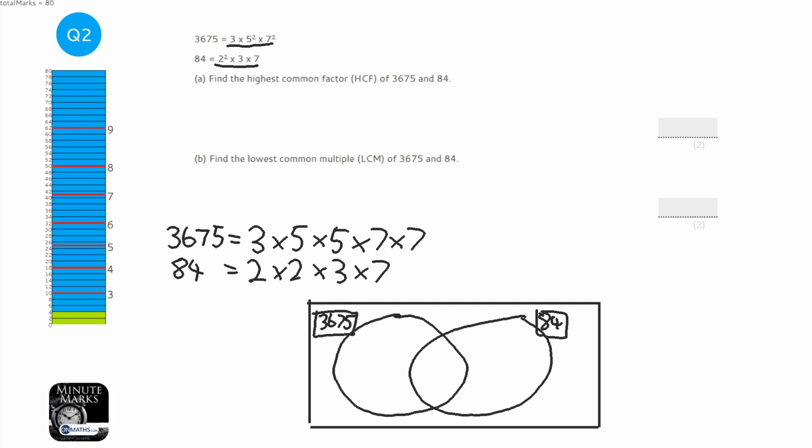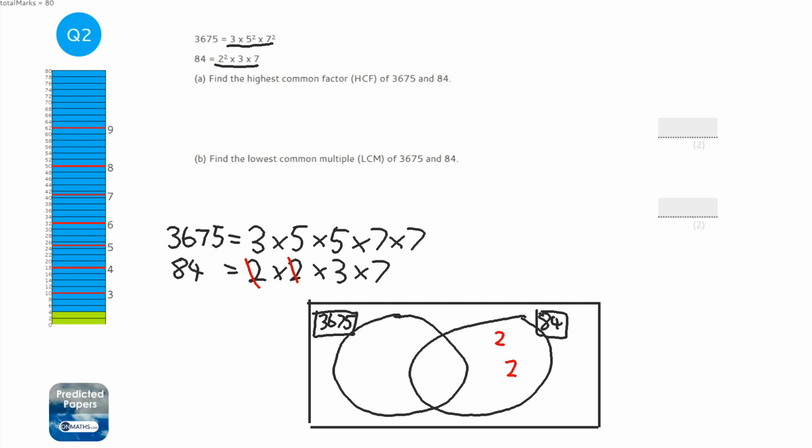and which ones don't. So if I have a look at the 84 first, we've got a 2 there. Well, 2 doesn't go into 3,675, so that 2 is going to be on its own there, and this 2 here is going to be on its own. Okay, I think that's it.